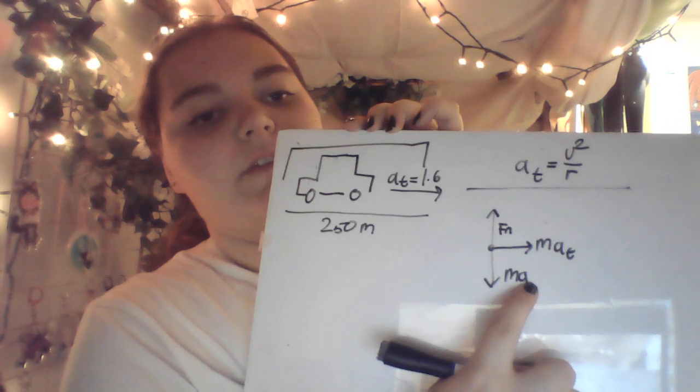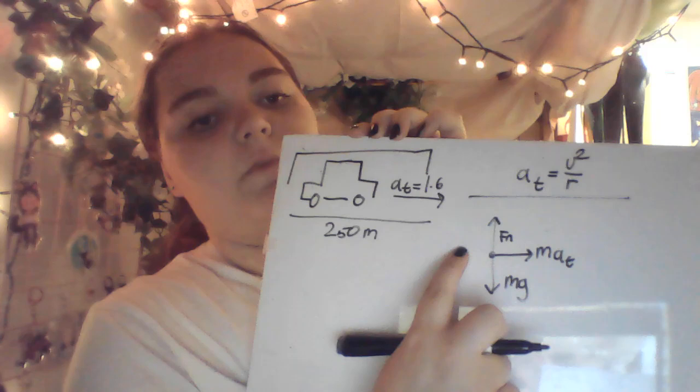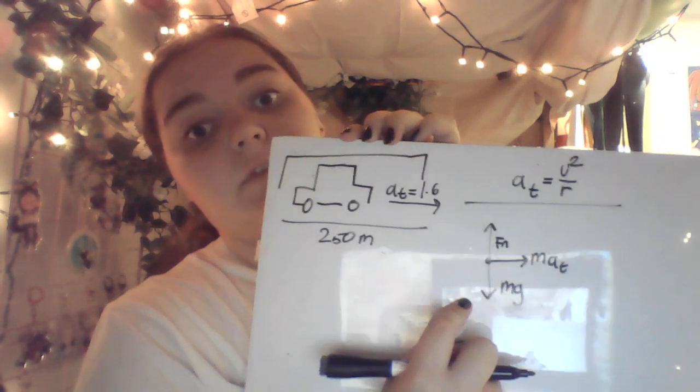This is the mass times the acceleration tangential. This is the normal force, and this is our force due to gravity. Since we want the time when the acceleration tangential is equal to the acceleration centripetal, we're going to set them equal to each other. So our 1.6 meters per second squared is going to be equal to velocity squared over our radius, which is the centripetal acceleration.